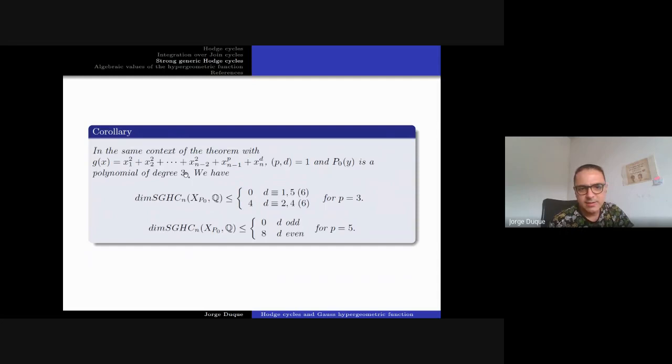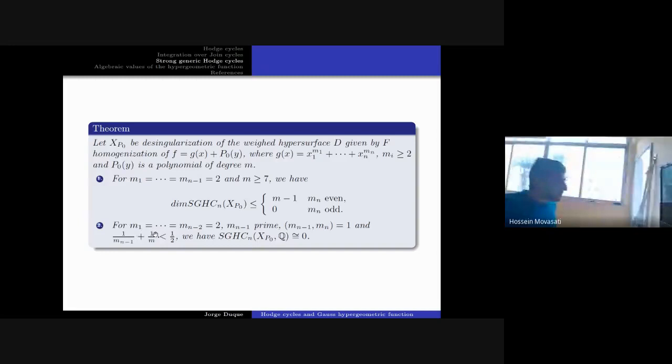For example, in the same context of the previous theorem, we consider this polynomial. When p is prime, if these two numbers are relatively prime and P0 is a polynomial of degree 3, we have that the dimension of the strong generic Hodge cycle is 0 if d is congruent to 1 and 5 modulo 6, for p equal to 3. Okay, we have another example. In this example, we don't have this condition. This means this is bigger than 1/2.